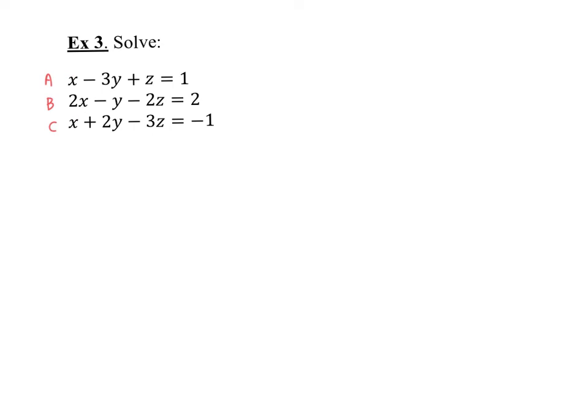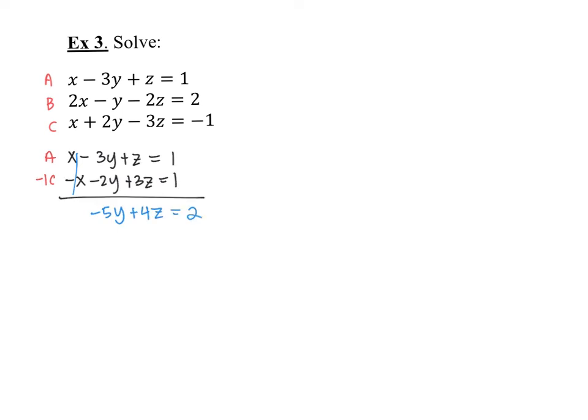Maybe I'll use equation A and C first. It doesn't matter which pair you use first. I think I'm going to keep A the same. x minus 3y plus z equals 1. Make sure your z's don't turn into 2's, by the way. Okay, I'm going to multiply the C equation by -1 so I can cancel the x's out. So negative x minus 2y plus 3z equals positive 1. Okay, so the x's do cancel. Negative 5y plus 4z equals 2.